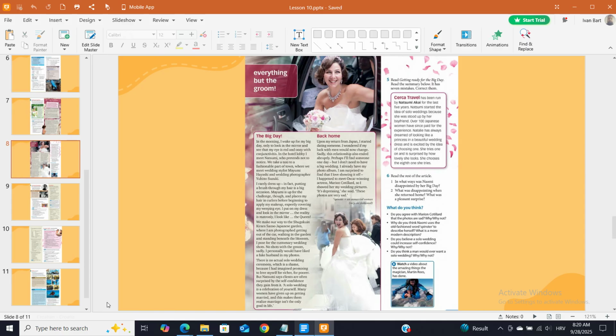What do you think? Do you agree with Marion Cotillard that the photos are sad? Why not? Why do you think Naomi uses the old-fashioned word, spinster, to describe herself? What is a more modern description? Do you believe a solo wedding could increase self-confidence? Why not? Do you think a man would ever want a solo wedding? Why not? Watch a video about the amazing things the magician, Martin Rees, has done.